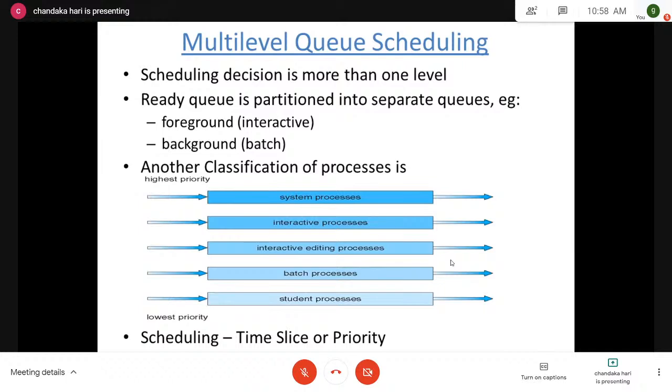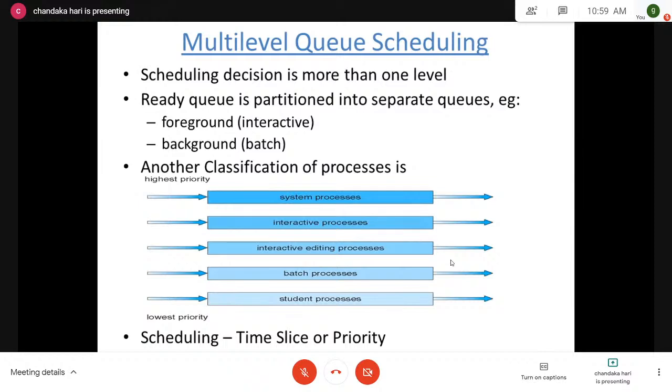Let us take an example. Suppose you take this particular case, foreground and background: 80% of the time you spend executing foreground and 20% of the time executing this one. The foreground queue can be given 80% of the CPU time for round robin scheduling among its processes, whereas the background queue receives only 20% of the time to give to its processes in first come first served manner, like this. You can use first come first served or priority scheduling, whatever it may be.